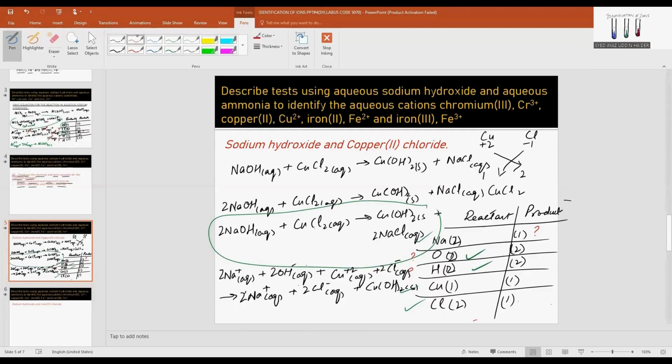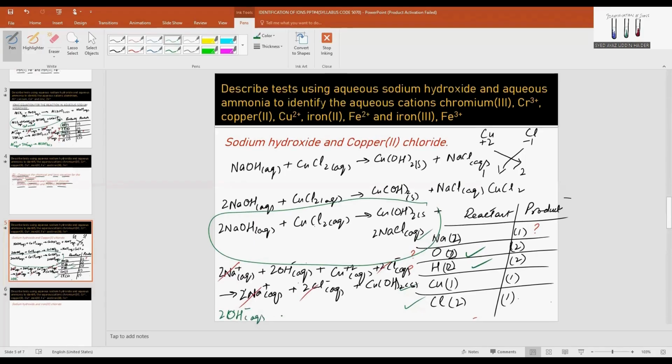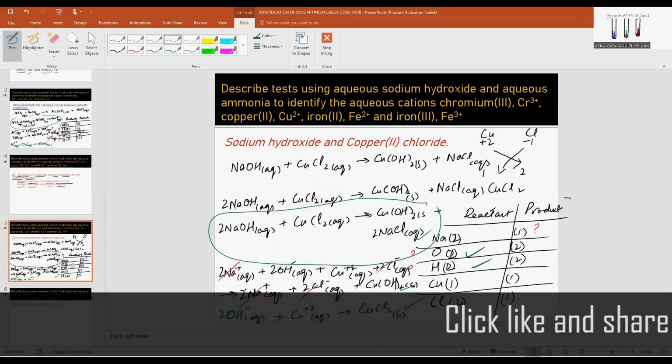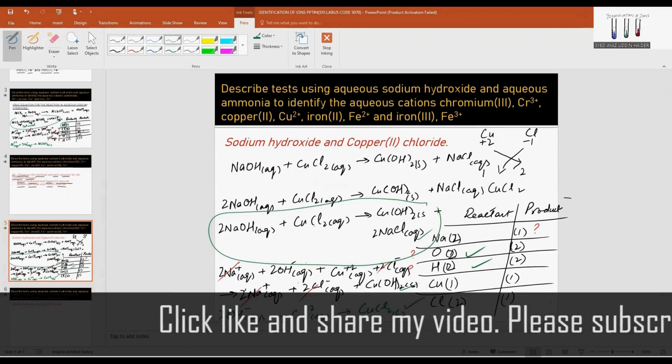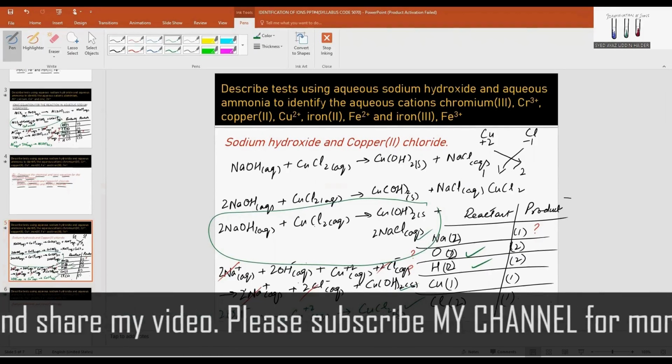Cancel out the spectator ions. In this we have Na plus and Cl minus. So the final ionic equation will be like this: 2OH minus aqueous plus Cu2+ aqueous gives Cu(OH)2 solid. This will be the final ionic equation for this one.